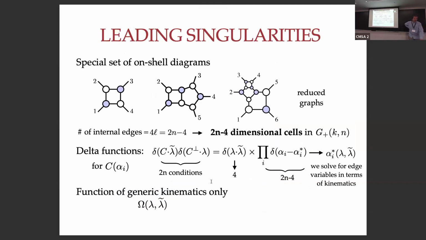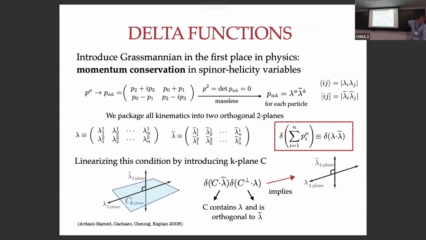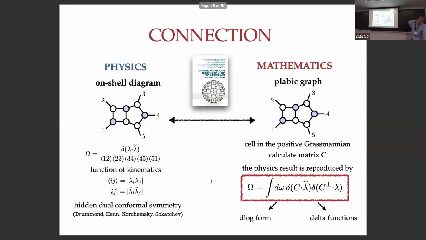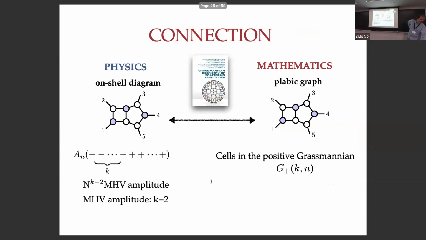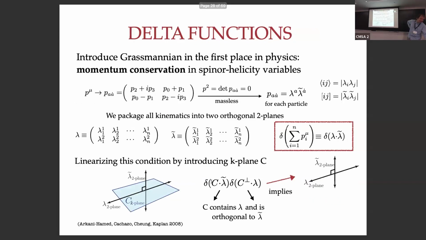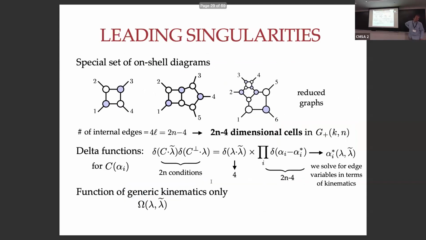Okay, so these delta functions which show up here are the ones which exactly show up here. So the parameters of this C matrix from this delta function can be then solved in terms of these lambda, lambda tilde. Yeah, so that's the idea.